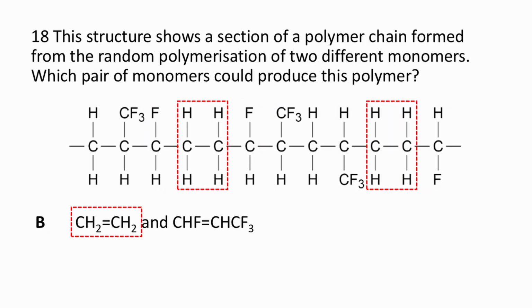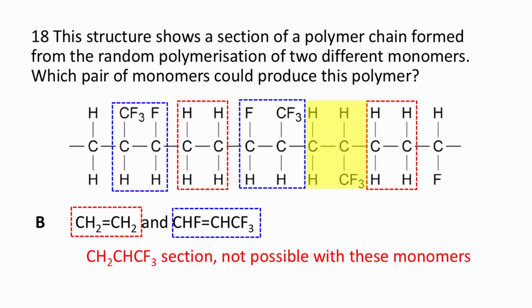A red rectangle has been drawn around the sections of the polymer that could come from the monomer CH2CH2. A blue rectangle has been drawn around the sections of the polymer that could come from the other monomer CHF-CHCF3. We can see that certain sections of the polymer cannot be accounted for. One of these is highlighted in yellow.